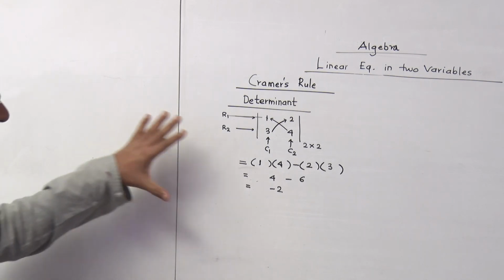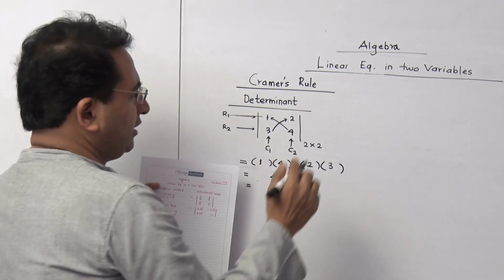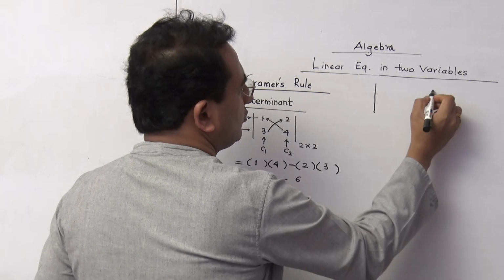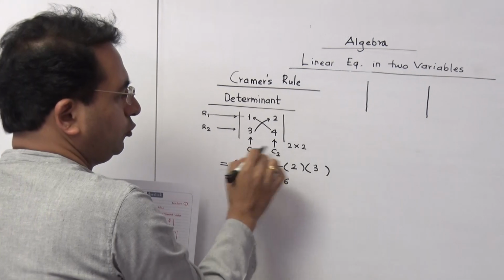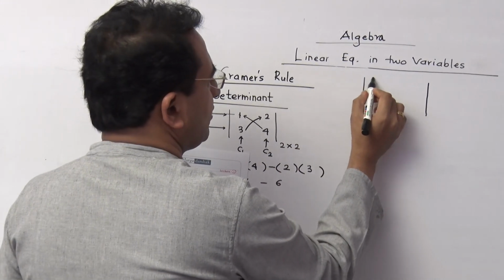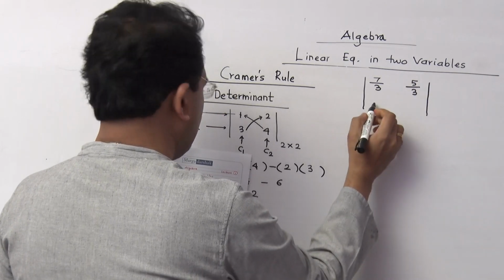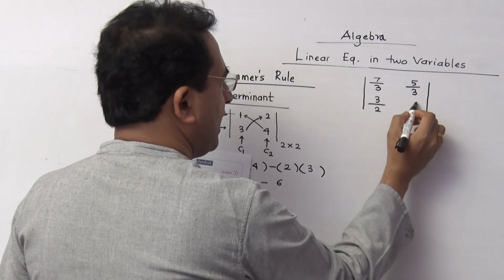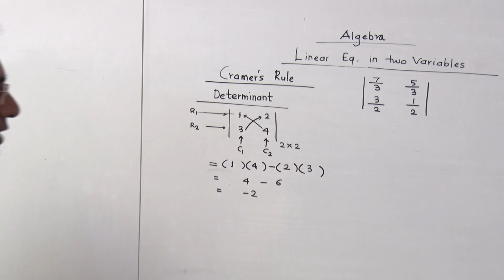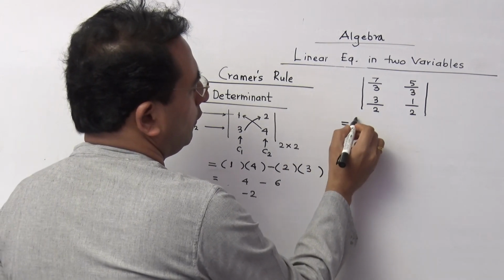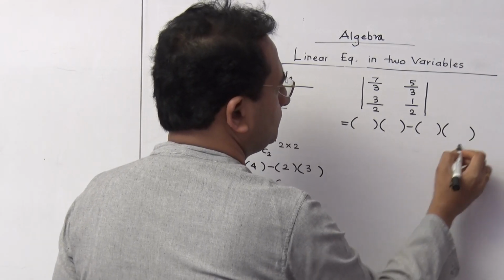If this is simple, then it is for 1 mark. But suppose the question is asked like this. They have included such questions in your textbook. Suppose we have a determinant of this type, 2 by 2: 7 upon 3, 5 upon 3, then 3 upon 2 and 1 upon 2. The procedure is the same. We put 4 brackets here: bracket, bracket, minus, bracket, bracket.